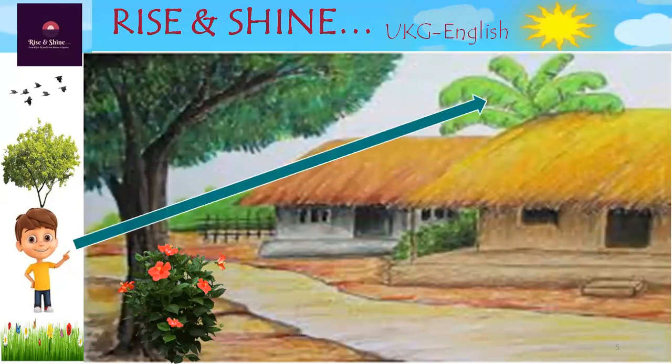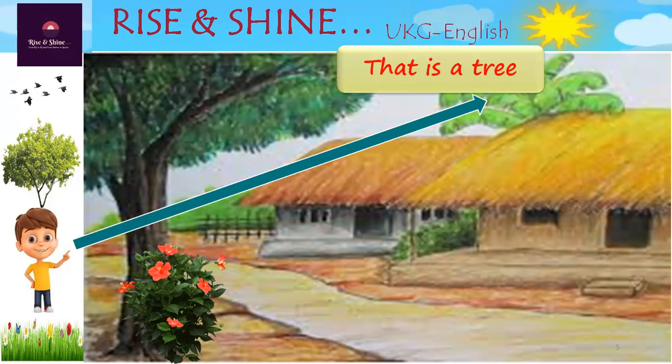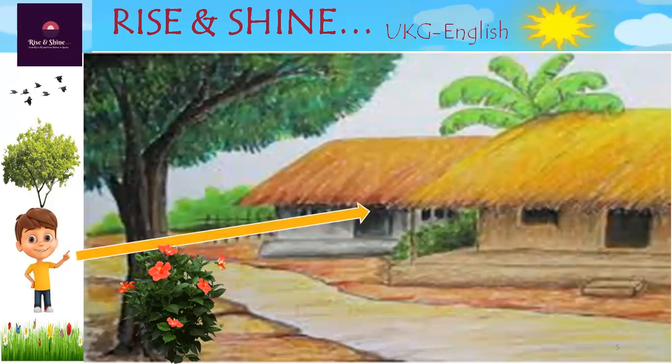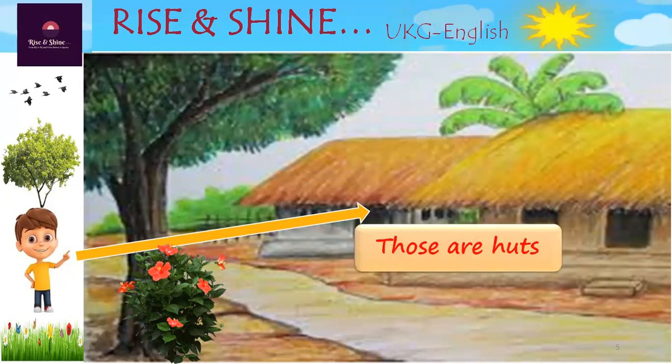Now next, about that coconut tree. So he says, that is a tree, or that is a coconut tree, because the tree is far from him, and is one in number. Now next, about the huts. Huts are 1, 2, that is more than one in number, and are far from him. So he says those are huts.